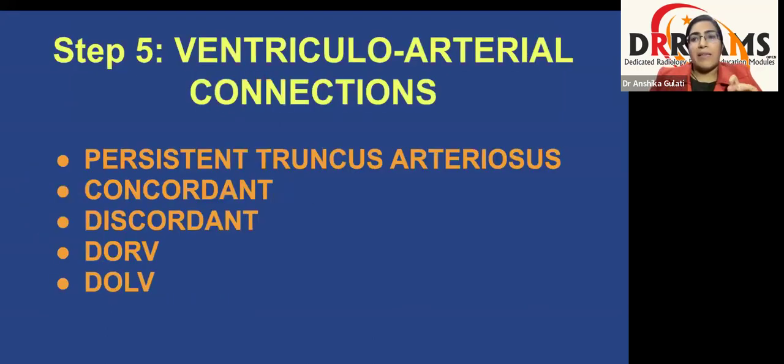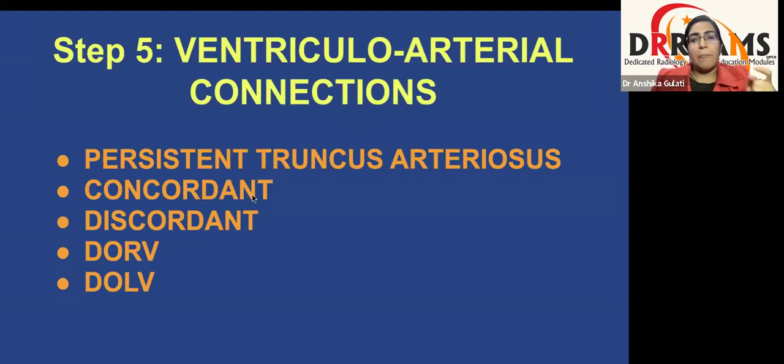Finally, step 5, that is the ventriculo-arterial connections. What happens in the embryonic phase? There is a truncus arteriosus, which separates, leading to formation of aorta and pulmonary artery. Now, supposing this separation does not happen and the common trunk persists, that is known as persistent truncus arteriosus. That is one possibility for the ventricular-arterial connections.